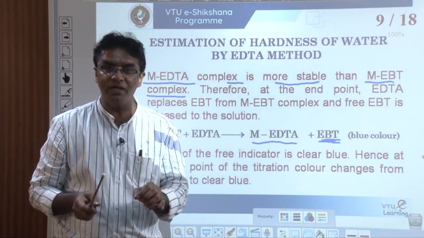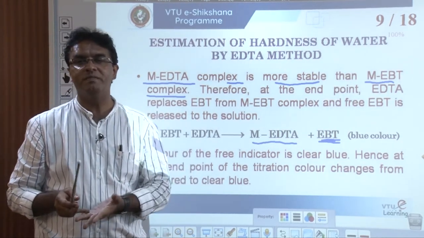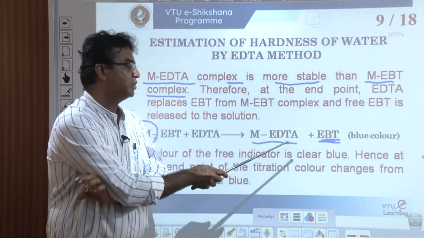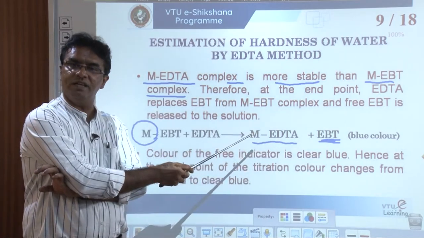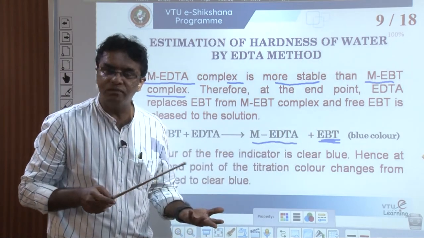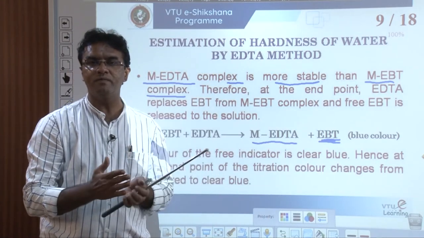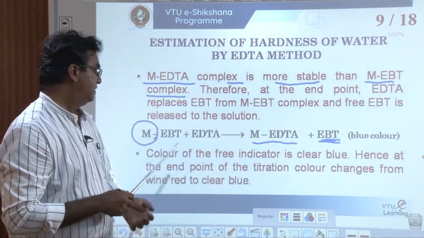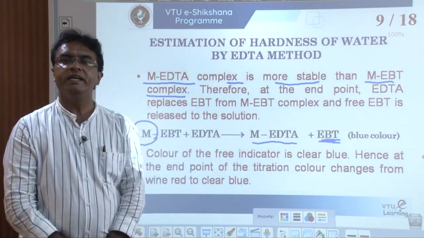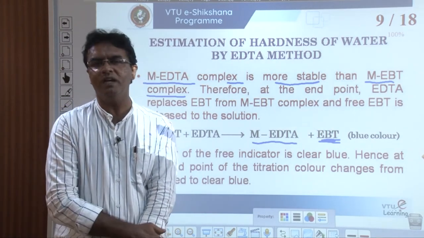Because we want to find out how much standard solution of EDTA is required to react with all the metal ions present in 25 ml of the hard water sample. So, here is the answer. Once all the metal ions are engaged with EDTA during the titration, the indicator becomes free. The color of the indicator in the free state is blue. Therefore, during the titration, whenever wine red becomes blue, that's the end point. That's how we find out the amount of EDTA required to react with 25 ml, or whichever known volume, of the hard water sample.